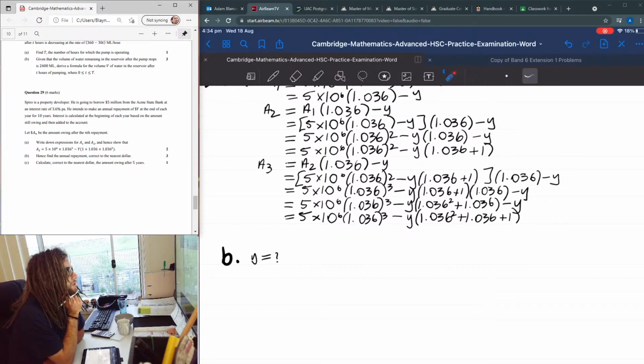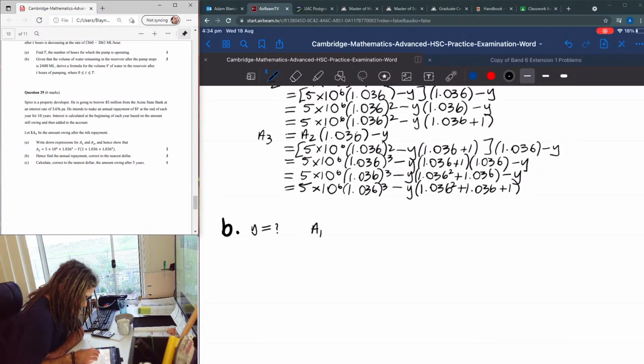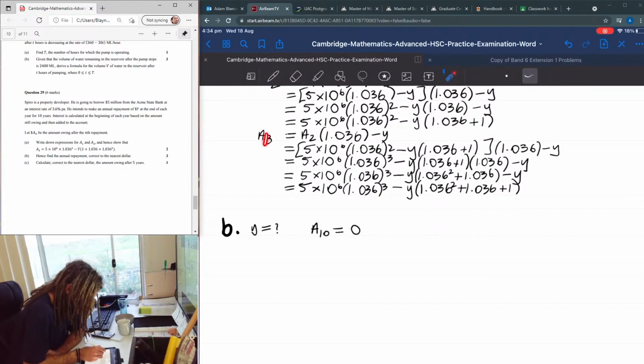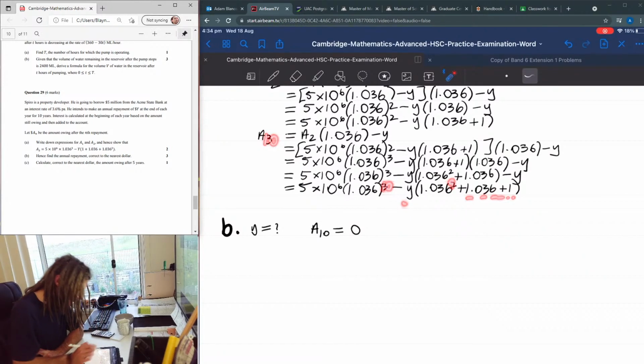He's borrowing 5 million and makes an annual payment for 10 years. Okay, so that means after 10 years he would have paid it all back. So the amount owing after 10 years will be nothing. So now I need to come up with an A10, and that's easy because if this was A10, then that would be A10, that would be A9, and this would go down to A8, and then I'm going to end up with a geometric sequence in here.